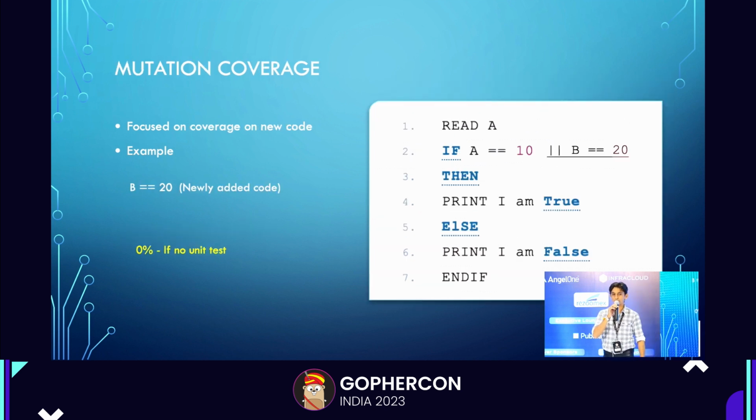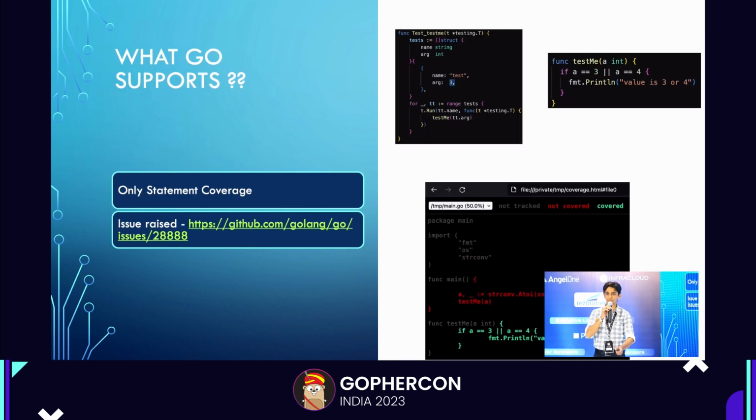Next I want to focus on mutation coverage, which has been a little bit helpful in my experience. You can see b equal to 20, that is the new line I added into the code. How can I get mutation coverage out of it? If I missed writing a test case around this b equal to 20, then it's 0% that I'm covering in terms of unit testing.